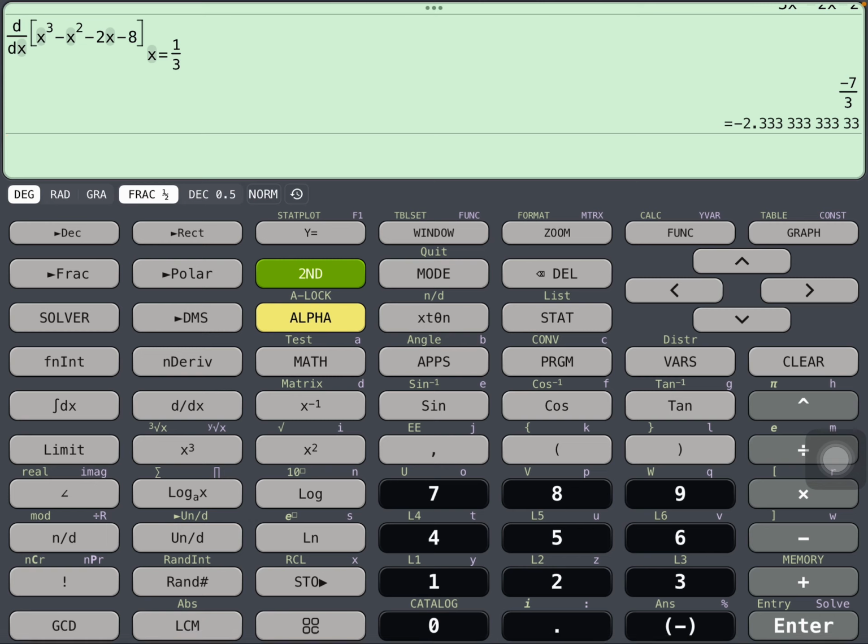And so there are many different functionalities and operations that you can use the TI for in order to figure out what's going on with functions graphically, algebraically, and in tables also.